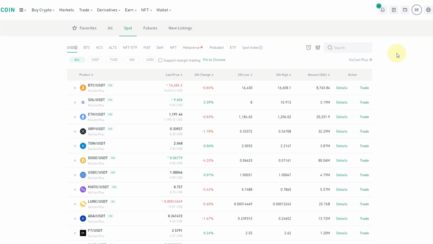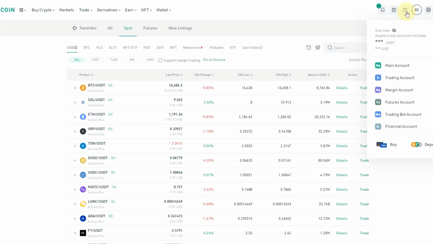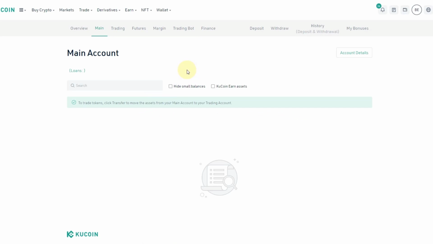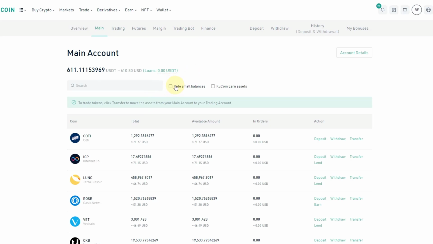So how to trade then? Well, you can buy and sell. First of all, you need to click here on this little wallet. On Kucoin you have different accounts. For the purpose of this video, we focus only on the main account and the trading account. The main account is, well, just what it says: it's your main account. You've got your assets on there, but you can't trade in the main account. So when you want to trade, you have to transfer coins over to your trading account.